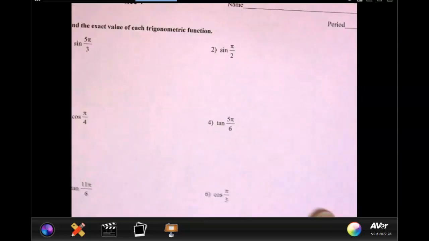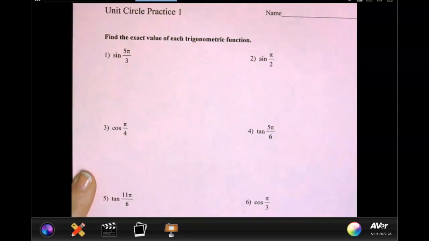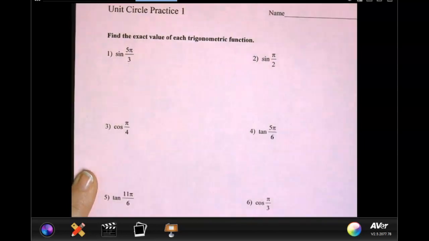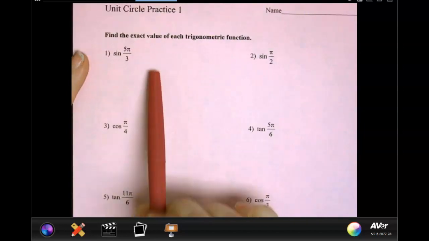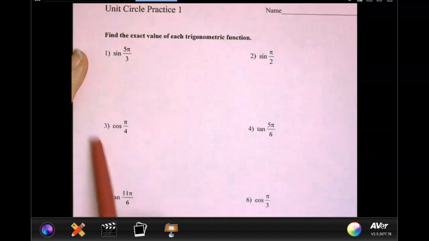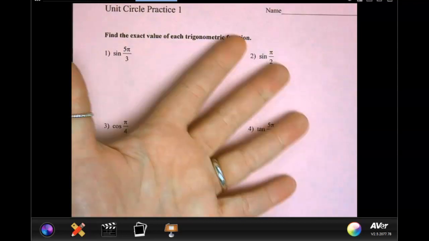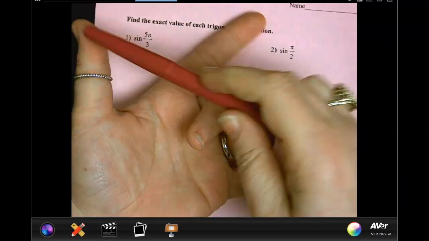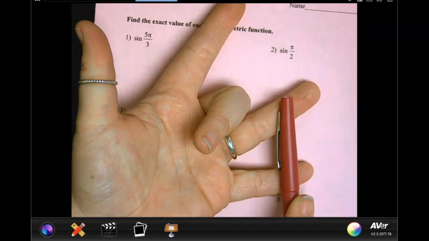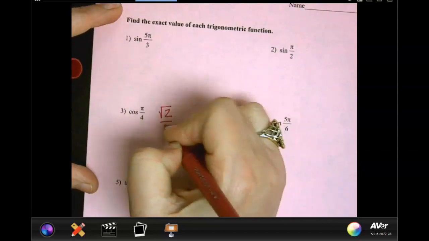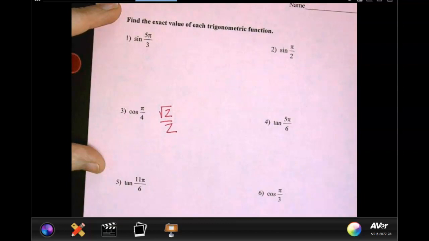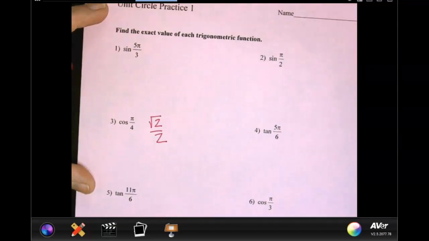Then on this side, I may or may not have worked a couple with you. Did we? Yeah. I think I did, but I'm not sure. But I'm going to do it again anyway, just in case. So when you're looking at this, and we want to find the exact value of each trig function, when we start with number 3, we use that hand trick, right? It is pi fourths. So using your hand trick, this is pi fourths. So you have square root of 2 over 2 and square root of 2 over 2. The cosine value is the first one, so the cosine of pi fourths is square root of 2 over 2. That's your answer. Okay?